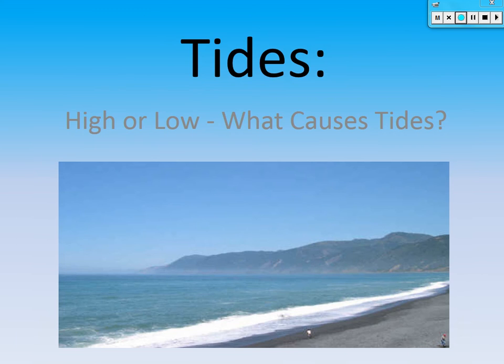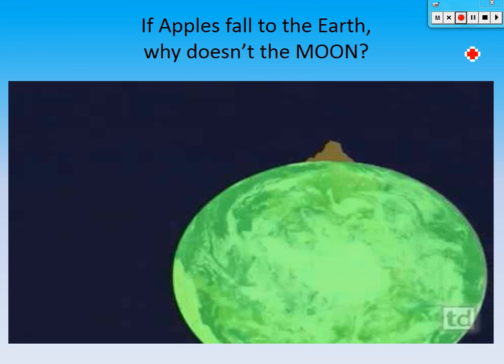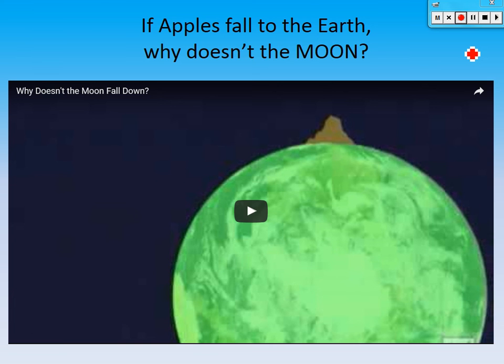Okay, so I think I've got one more slide on this video. And here it is. It says, if apples fall to the earth, why doesn't the moon fall into the earth? Of course if you drop an apple, it's going to hit the earth, but the moon's out there and it feels a force of gravity toward the earth. So how come if the moon feels a force of gravity toward the earth, it doesn't crash into the earth? That's the question I want you to think about.